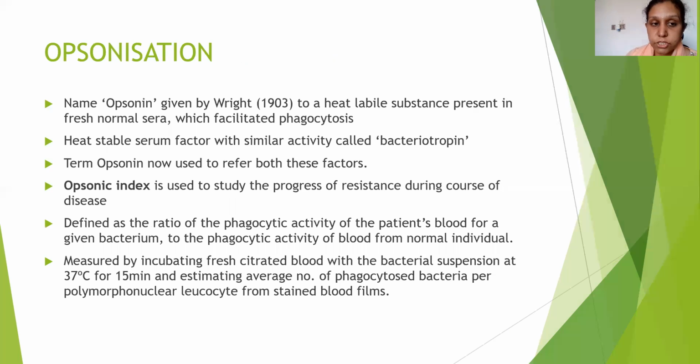Now coming to opsonization. Opsonin was named by Wright in 1903 for a heat labile substance present in fresh normal serum, which facilitates phagocytosis. In one physiology textbook it was written that opsonization is a process of making a bacterium tasty for the phagocytic cells. Okay, so that's what it is.